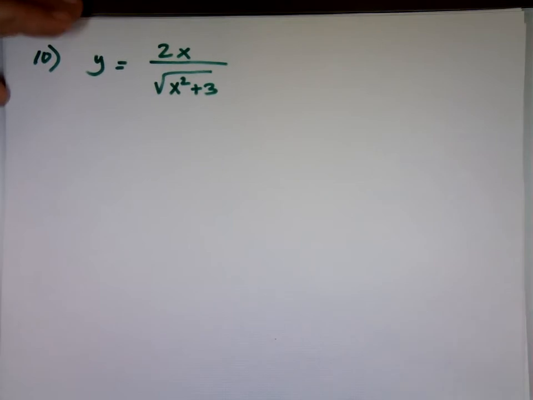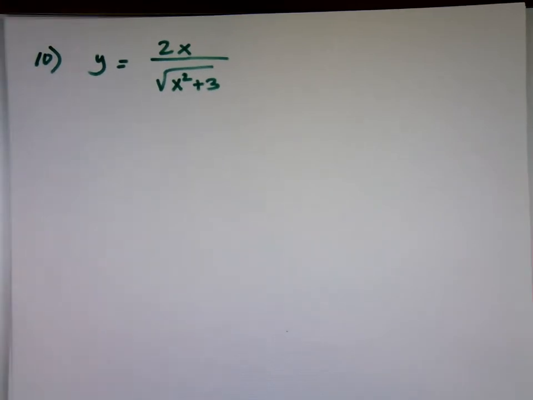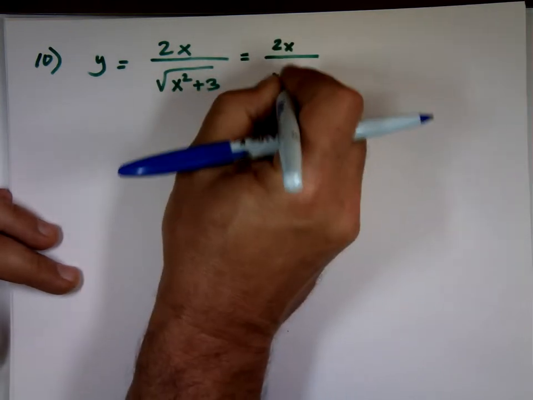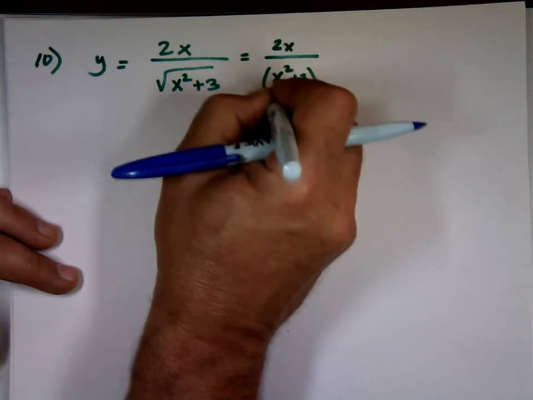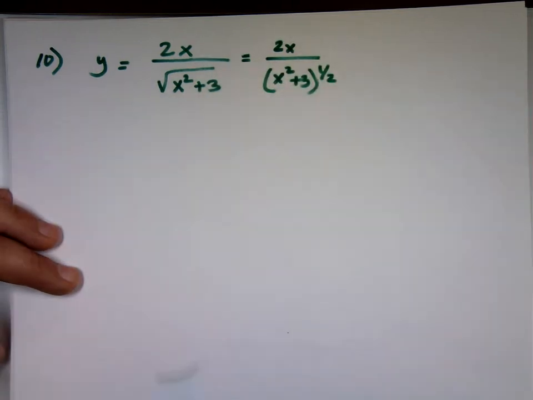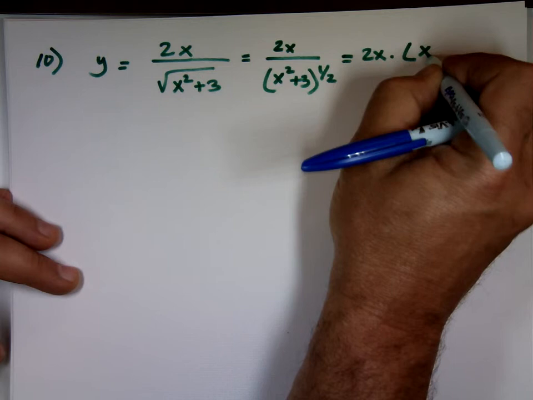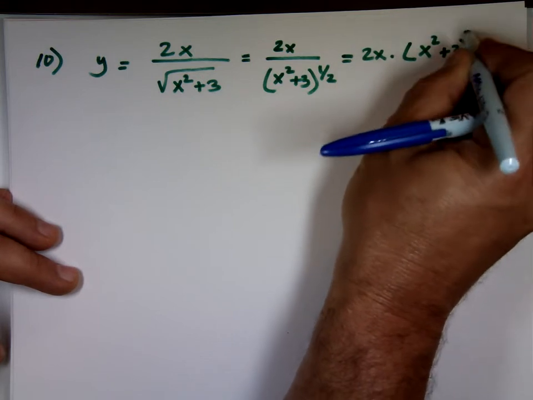Number 10. Now, me personally, and I think somebody brought that up last time, someone said, do we have to use the quotient rule? And I said no, because you can actually do what? Change it to multiplication and use the product rule. So if I'm looking at this, that looks like 2x over what? (x² + 3) to what power? A half. And if you want, you can bring it to the top and make it 2x times (x² + 3) to the negative 1/2.